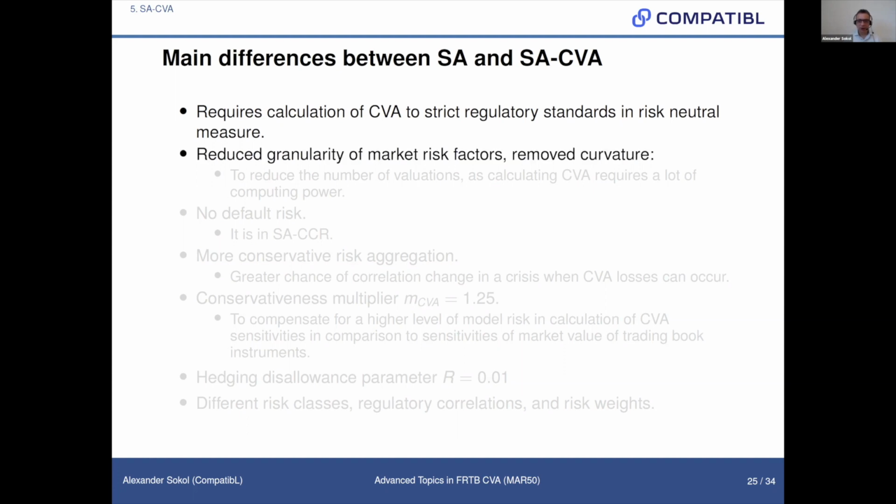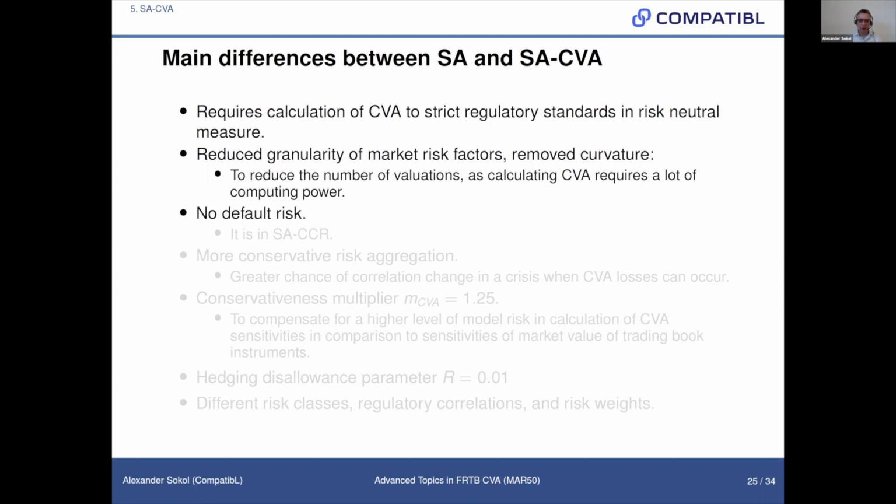Okay, so now reduced granularity of market risk factors. There is no curvature. And a lot of the standardized trading book risk factors, which had vertices or tenors for the curve, now it's just a flat shift. And the reason is, we're thankful for that, because calculating CVA requires a lot of computing power. It's a Monte Carlo calculation on the entire portfolio. To reduce the number of variations, it's helpful that curvature is removed, and it's helpful that you don't have to shift each vertex or tenor, and you just shift the entire curve in parallel.